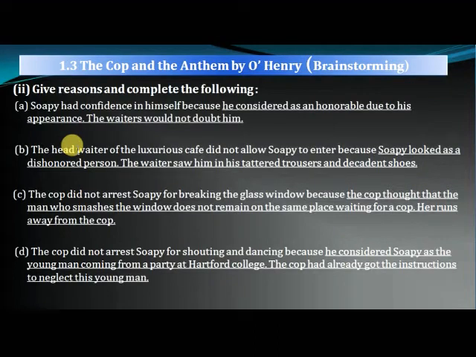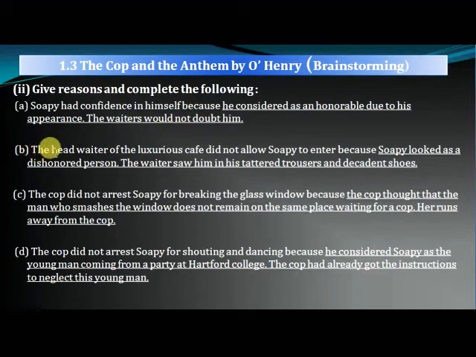So this activity says give reasons and complete the following. A, Sophie had confidence in himself because... So we have to complete the sentence. He was considered honorable due to his appearance. The waiters would not doubt him. Sophie had prepared himself well, and because of his appearance the waiters would not be able to know him, but unfortunately he gets caught.